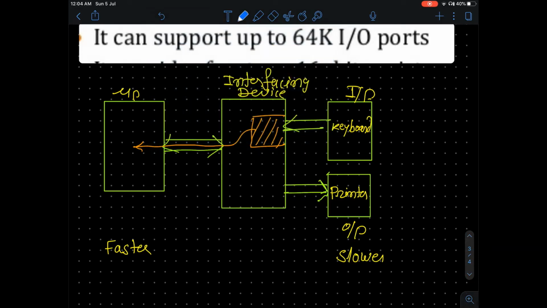Similarly, when the microprocessor wants to send data to the output device, it first sends it to this device, and then from this it is transferred to this. The place here that temporarily holds the data is called IO ports. This is referred to as the output port, and this is referred to as the input port. What is an IO port then? It is a place for loading and unloading of data, where the data is temporarily held.